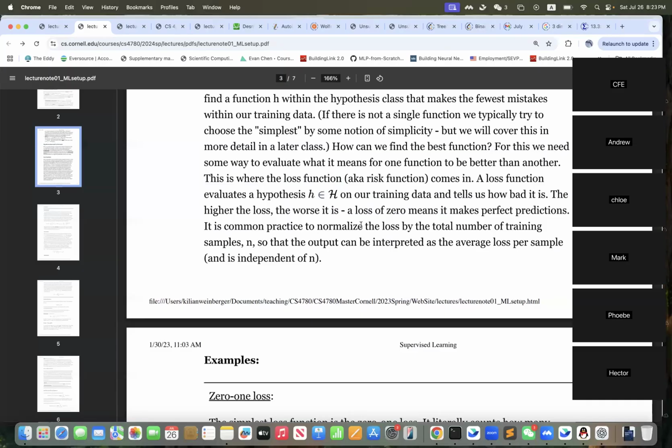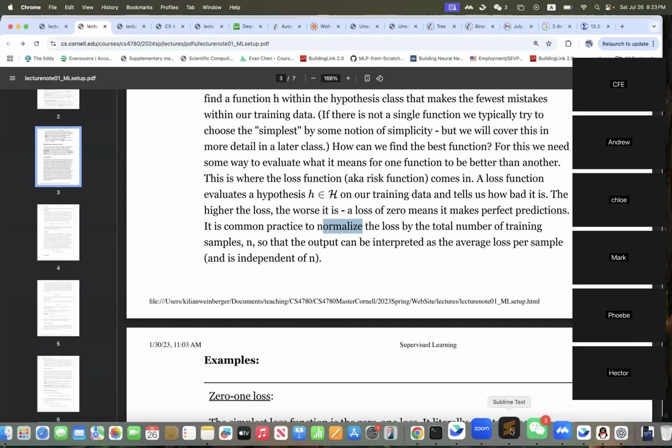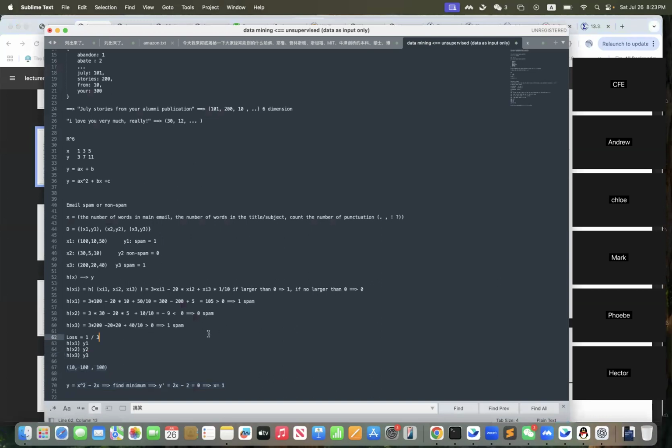And also, what does it mean to normalize? Normalize just means divide by n. Remember that in our example, we have already encountered it. If we predict all three wrong, then the loss is 1 plus 1 plus 1. Each time we make a mistake, we add 1 to the loss. But in our example, there are three samples, the sample size is 3.